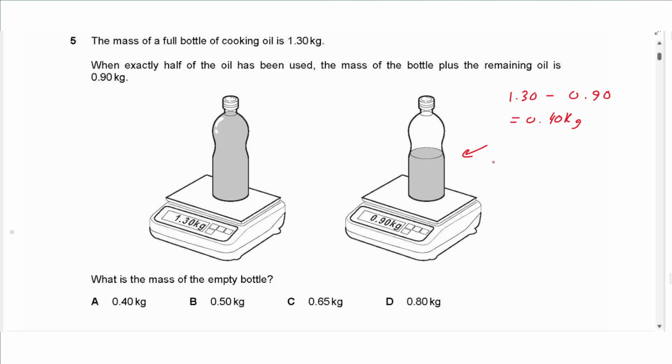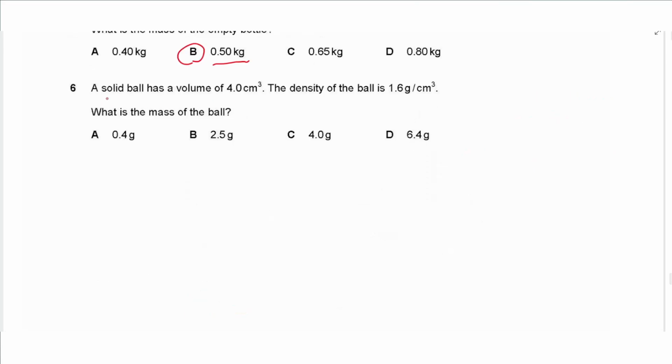And the total mass of the bottle and the oil is 0.90, so we can subtract the mass of half the oil from 0.90, the mass of the bottle and half the oil. So we get the mass of the bottle, which is equal to 0.50 kilograms, so we choose B. Question 6 says a solid ball has a volume of 4 centimeter cubed. The density of the ball is 1.6 grams per centimeter cubed. What is the mass of the ball? So mass is equal to density multiplied by volume. So we multiply 1.6 times 4 to get an answer of 6.4 grams, so we choose D.